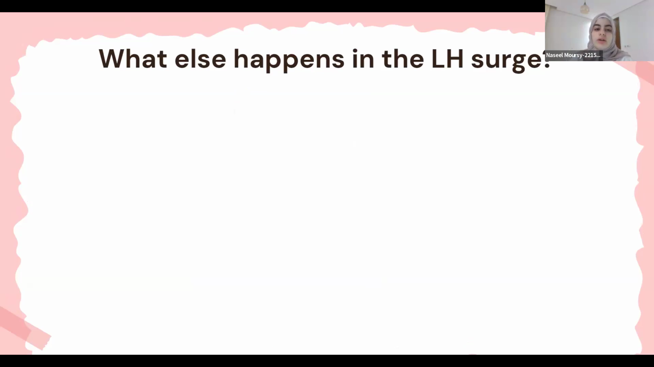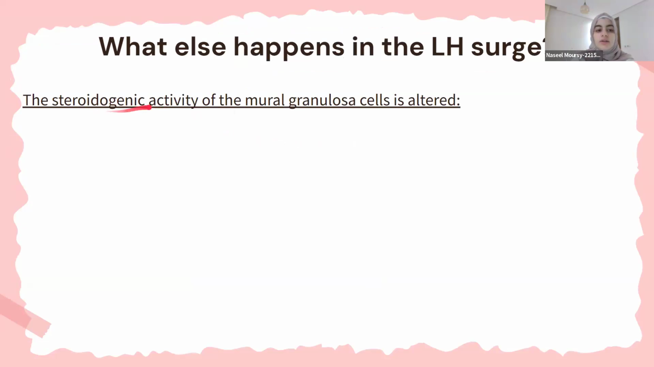But now, the LH surge obviously not only triggers ovulation, it also does other things. It's a hormone, right? So what else happens in the LH surge? First, the steroidogenic activity of the mural granulosa cells is altered. Remember, we have a switch from estrogen production to progesterone. Now, keep in mind when I say switch, I don't mean that you completely inhibit estrogen and only secrete progesterone and vice versa. No, you do have a lot of estrogen and a little bit of progesterone in the follicular phase. And then in the luteal phase, you have a lot of progesterone and you still have some estrogen.